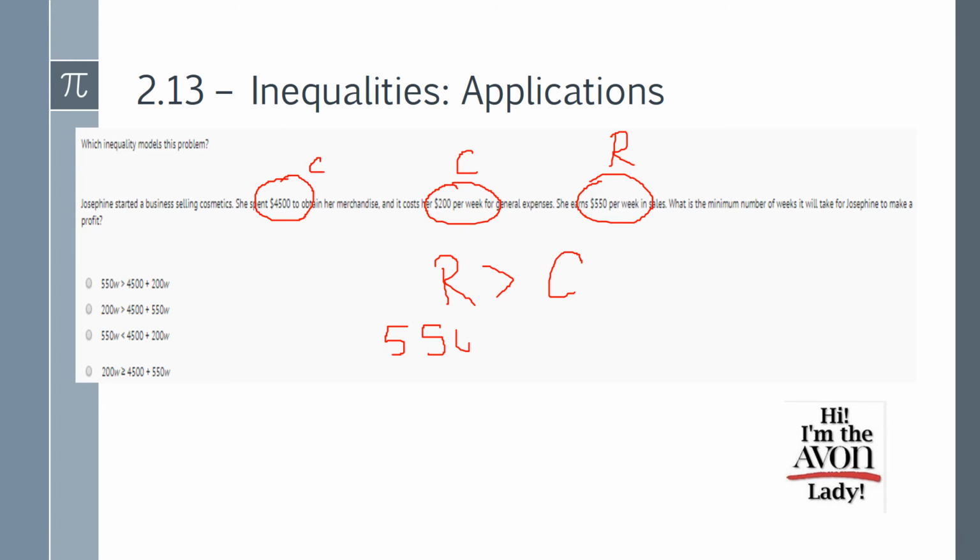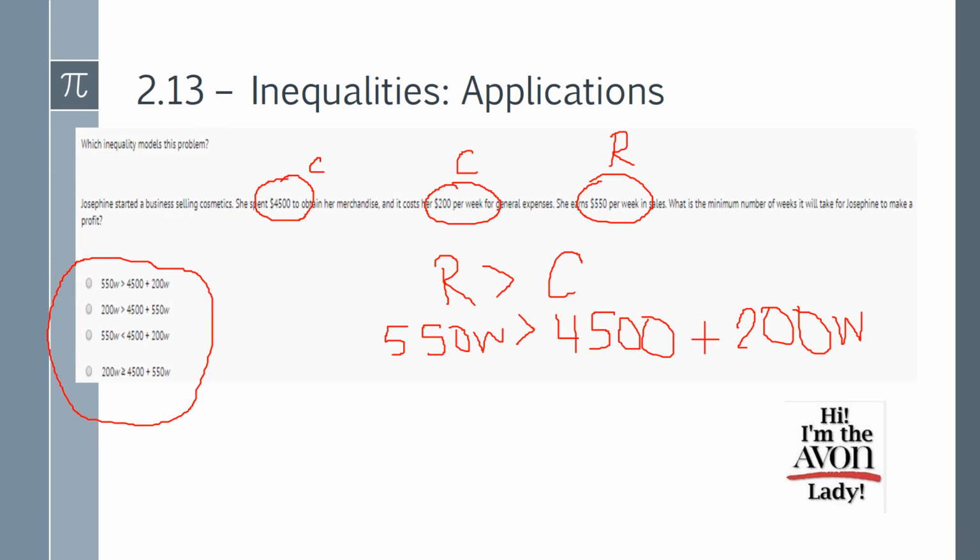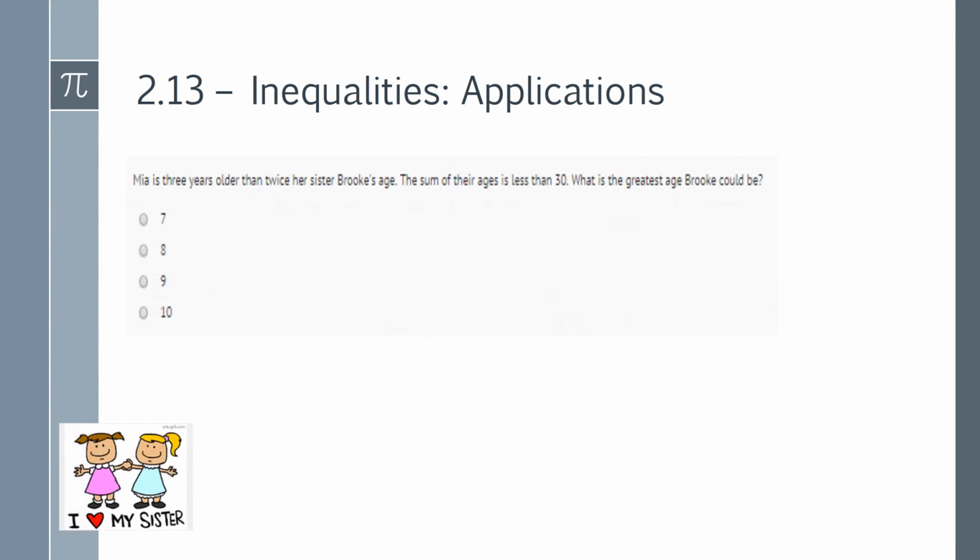So revenue, I've got 550 times the number of weeks, greater than my two cost values. I had 4,500, that's the flat fee to buy all the makeup, plus the amount to drive places, etc. Notice I didn't have to solve this problem. I don't have to figure out what the W is. This question is actually asking me just to match the equation. So if I look through, I believe that one matches my equation. I just had to find an equation to help me solve for W.